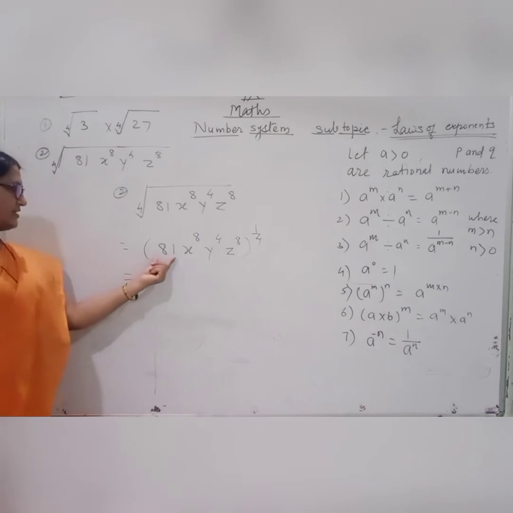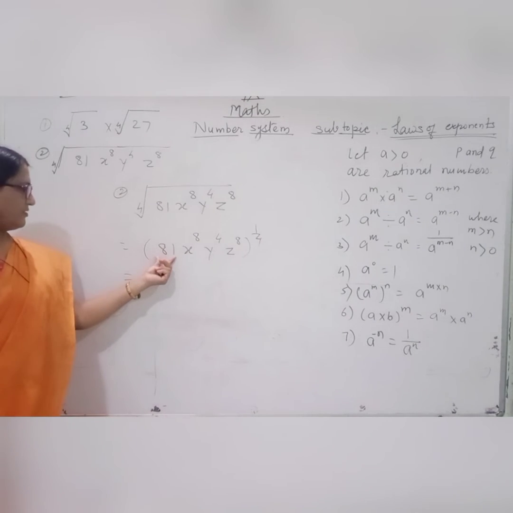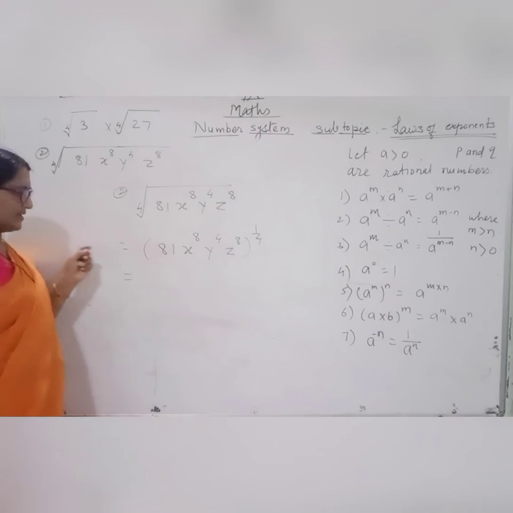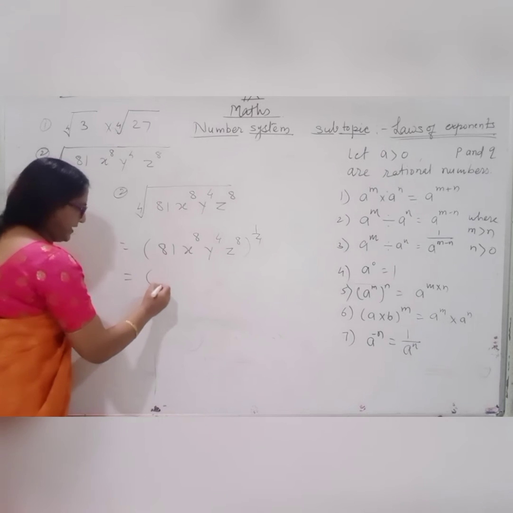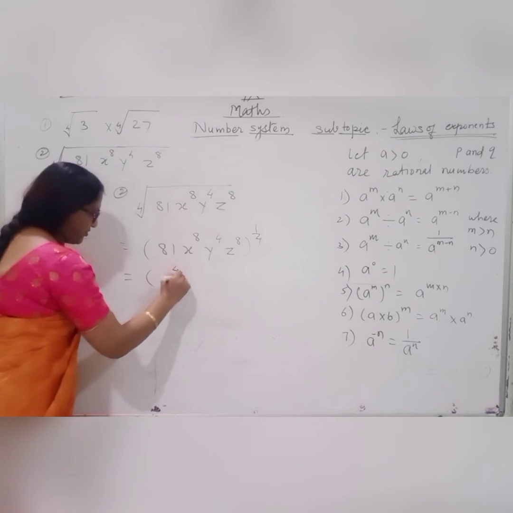Now 81 is the fourth power of 3. 3 3s are 9, 3s are 27, 3s are 81. So you can write 81 in the form of 3 raised to the power 4.